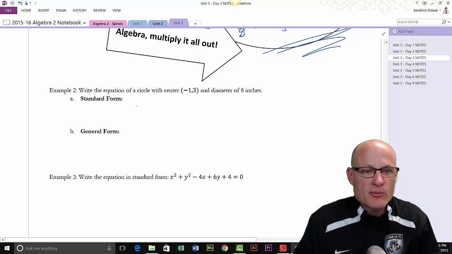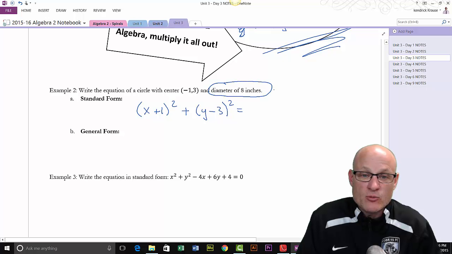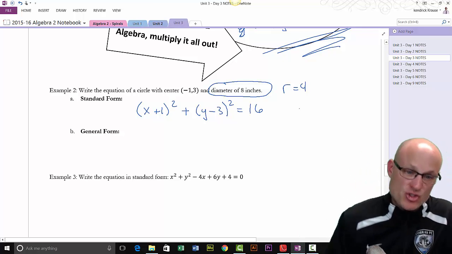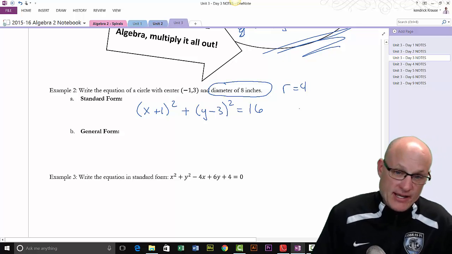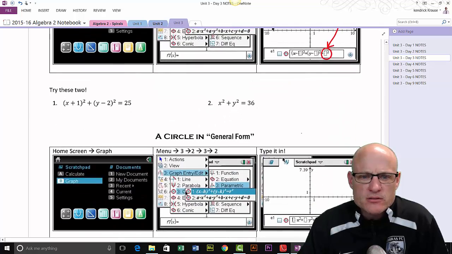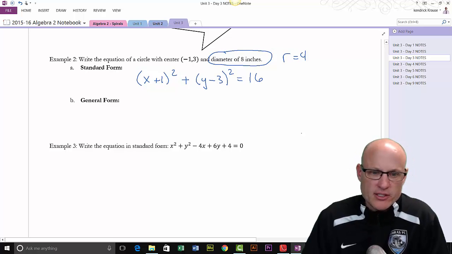So what I'm going to do is I'm going to write this circle in standard form first. So that's x plus 1 squared plus y minus 3 squared equals, now wait a second, be careful, I said a diameter of 8, which means it's a radius of 4, so I put a 16 over here. So what I'm going to do, if I want to write this in general form, I want to have everything on the right side. Sorry about that. I was just thinking I had something wrong down there.